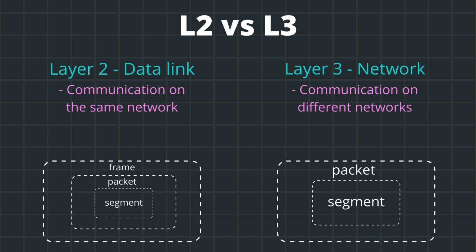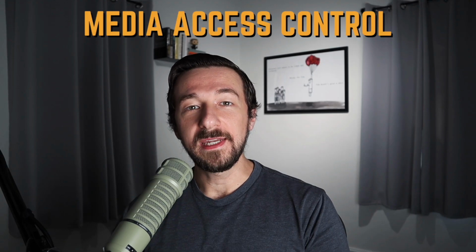So at layer 3 with the packets, we were using IP addresses for communication. At layer 2, we're using the physical addresses of the devices. You might have heard of this address before. It's called a MAC address. MAC stands for Media Access Control.